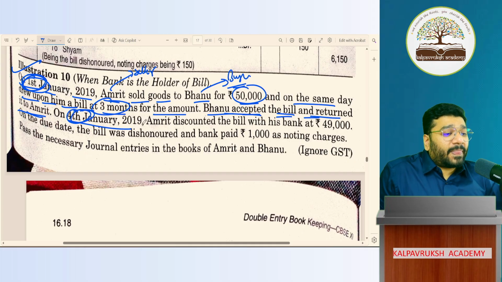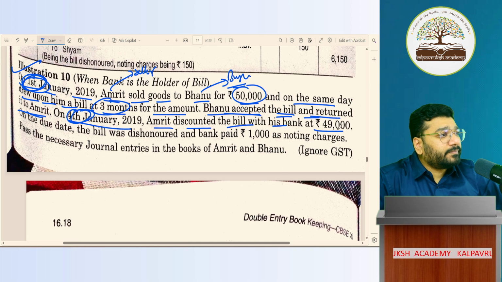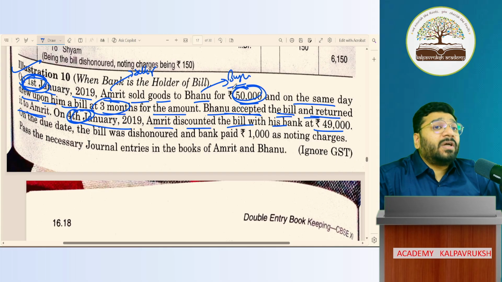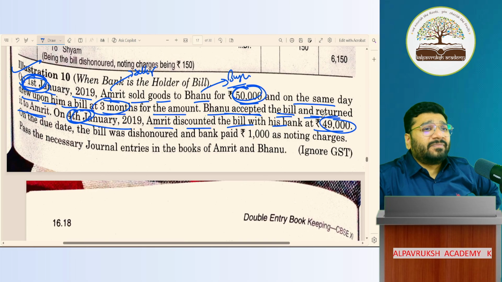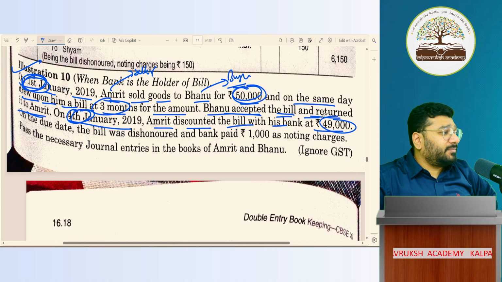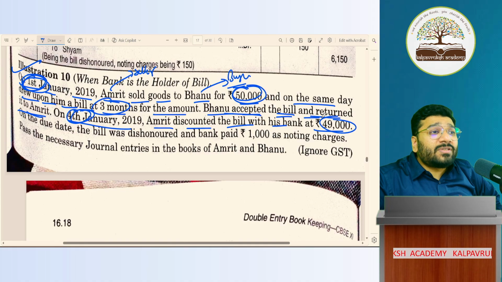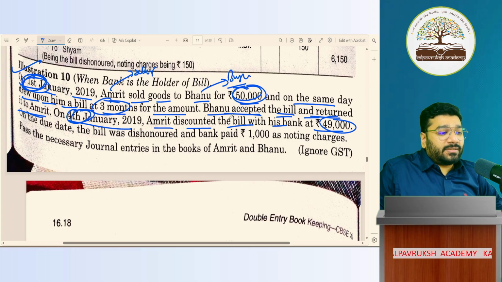On 4th January 2019, Amrit discounted the bill with the bank at 49,000 rupees. The bill you give to the banker is worth 50,000, but in return, the banker paid you how much money? Only 49,000 rupees. Cheating this is. We'll put a cheating case on the bank. Difference 1,000 is discounting charges, not bank charges. Bank charges are different. This is called discounting charges. On the due date, the bill was dishonored.